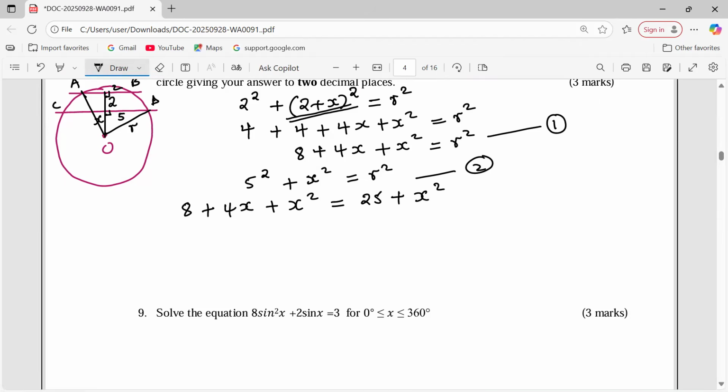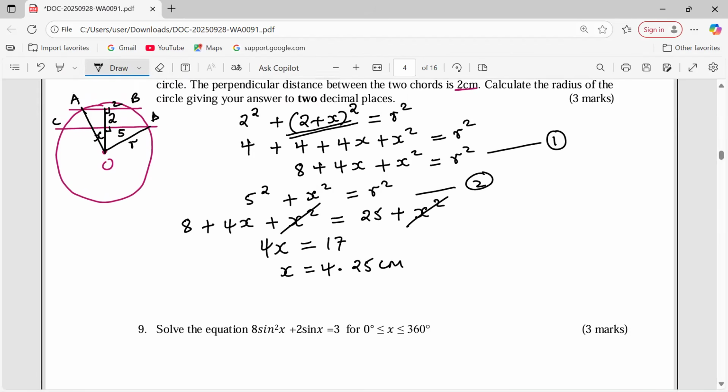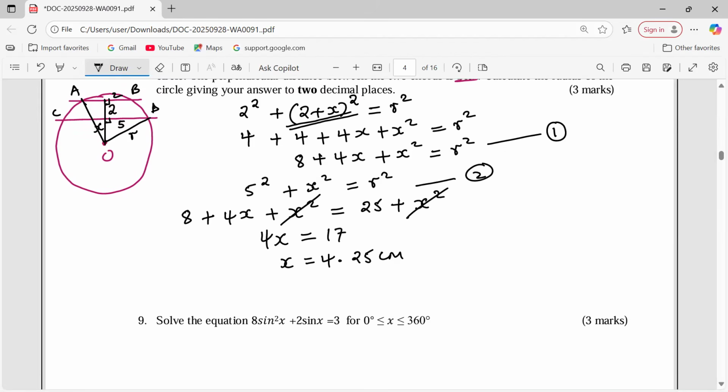And from this, we can group terms. That cancels. 4x equals 25 minus 8, giving us 17. And the value of x can be determined as 4.25 centimeters. So with the value of x, it will be very easy for us to find r, because we can use the known value of x and 5 to find r.